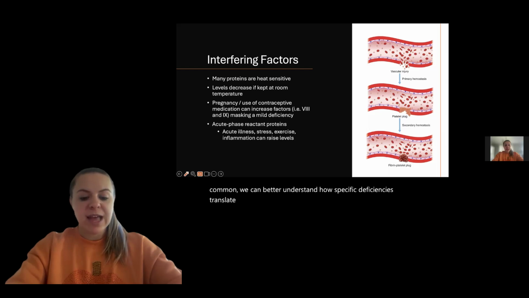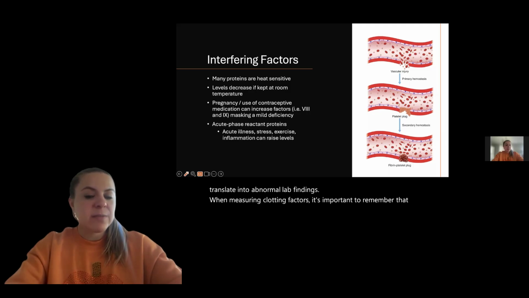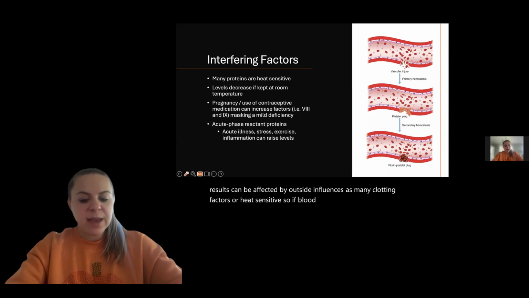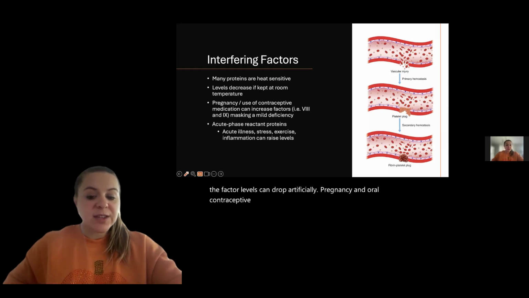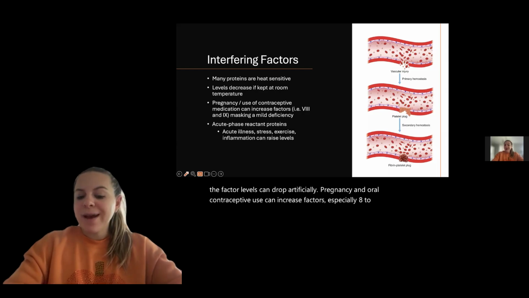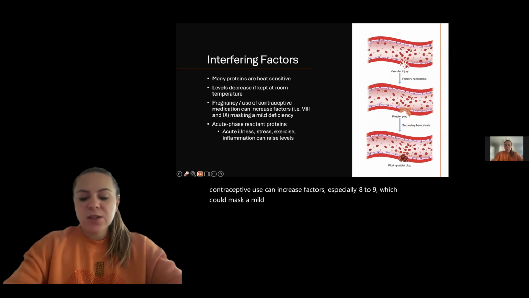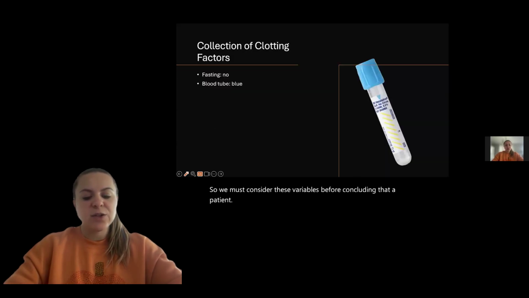into abnormal lab findings. When measuring clotting factors, it's important to remember that results can be affected by outside influences, as many clotting factors are heat sensitive, so if blood samples are left at room temp, the factor levels can drop artificially. Pregnancy and oral contraceptive use can increase factors, especially 8 and 9, which could mask a mild deficiency. And acute illness, stress, inflammation, or exercise can elevate acute phase reactant proteins like fibrinogen or factor 8. So we must consider these variables before concluding that a patient has a true clotting factor abnormality. The collection is the same, a blue citrate top and not fasting.